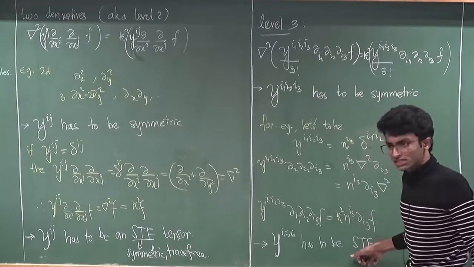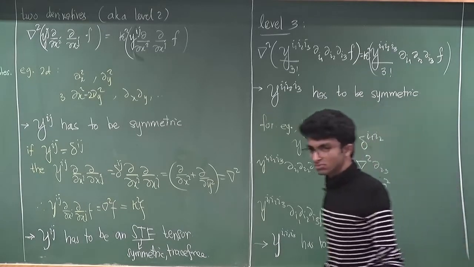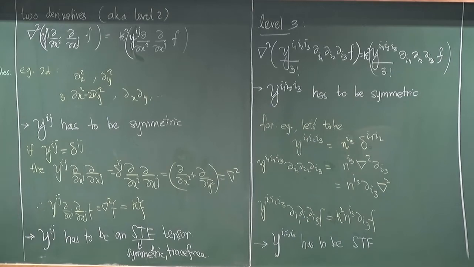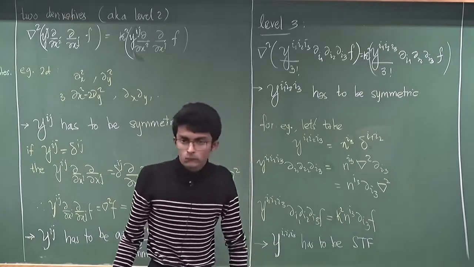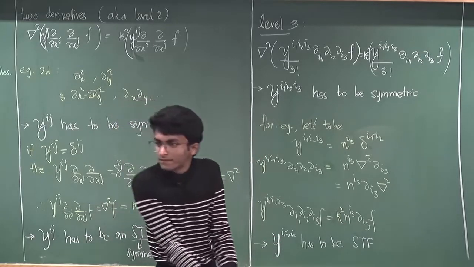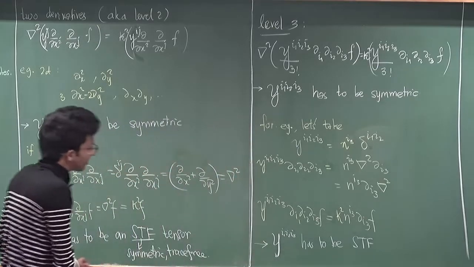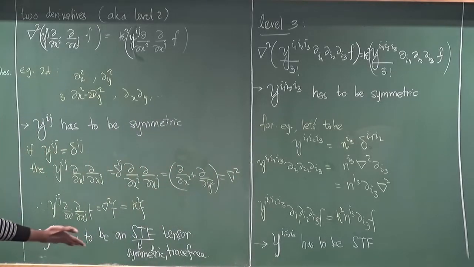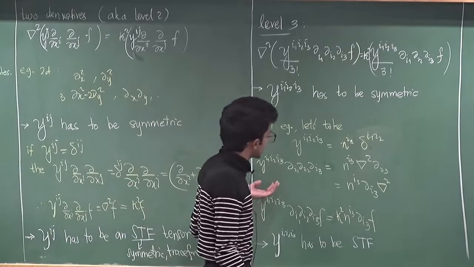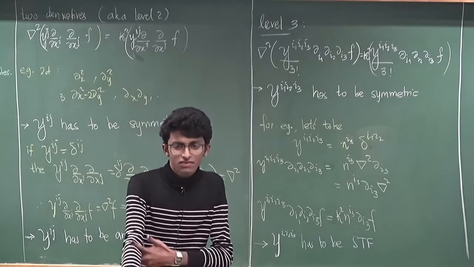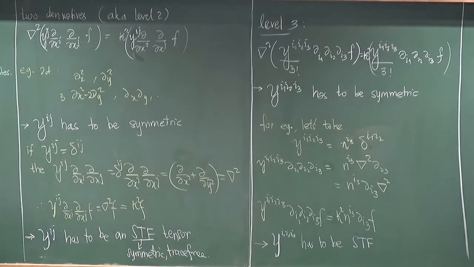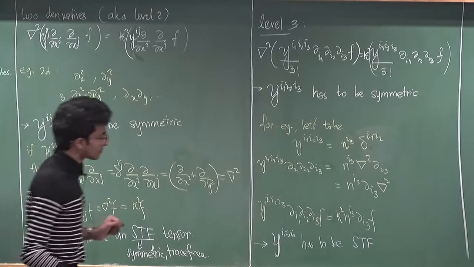If you don't want to call it STF, just remember this fact. If two of the indices form an identity tensor, then it shouldn't work. That makes sense? Okay, great. By now we have enough experience to say that at level L, where you have L number of derivatives, basically it means that the y outside should be a symmetric trace-free tensor.